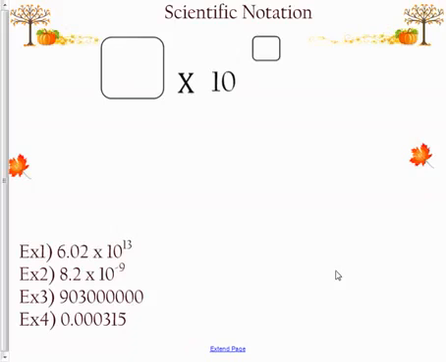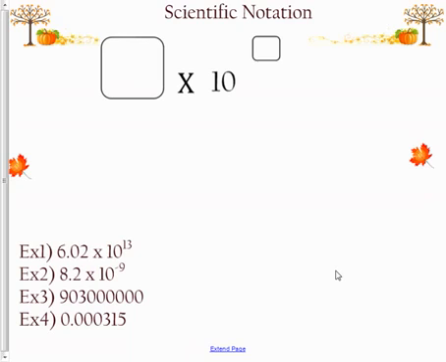Scientific notation is an important way that we write very large and very small numbers. The reason it's called scientific notation is because in science we deal with things that are really, really small, like atoms, or really, really large, like planets, and we need to be able to write those numbers in a way that doesn't involve lots and lots of zeros, so that it condenses the number into something that we can look at.